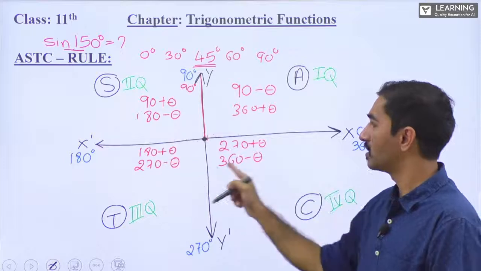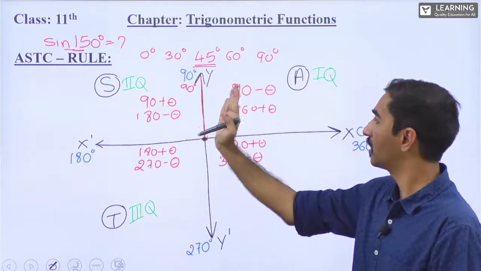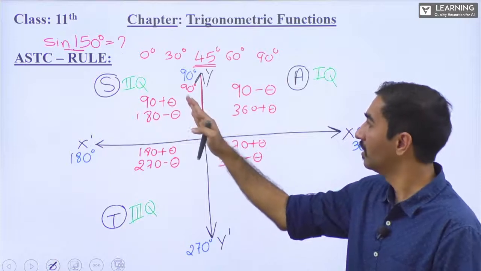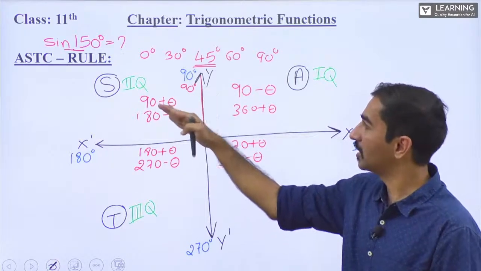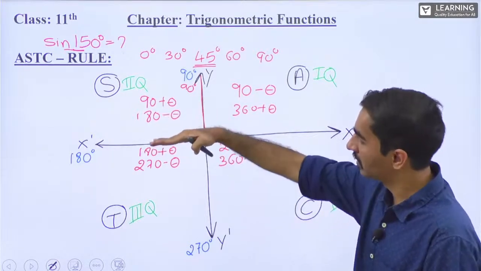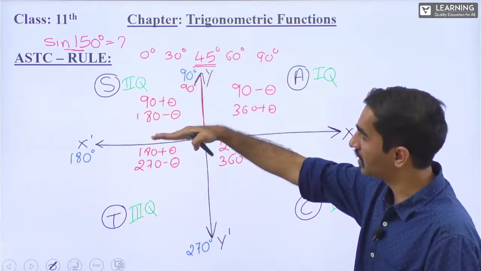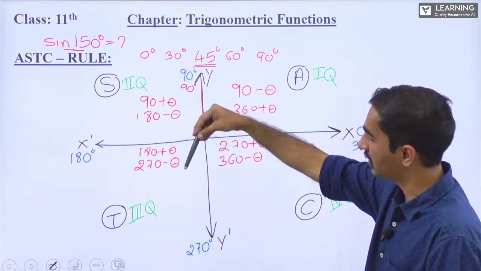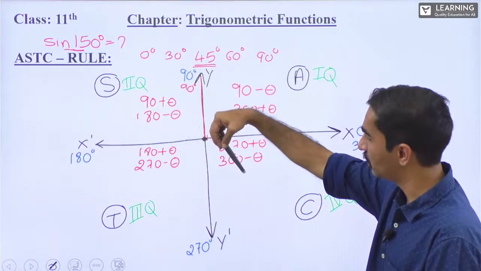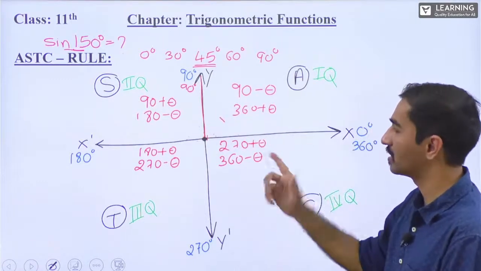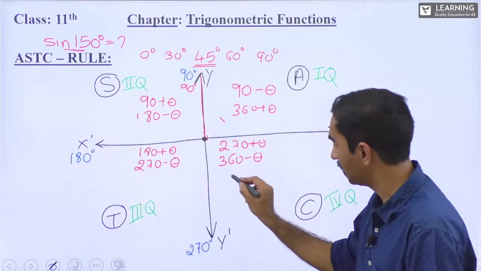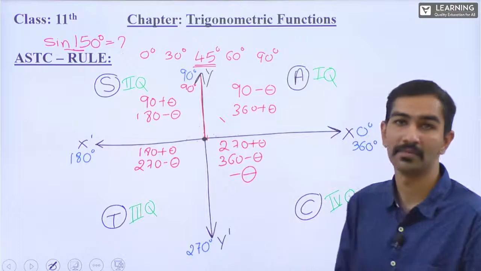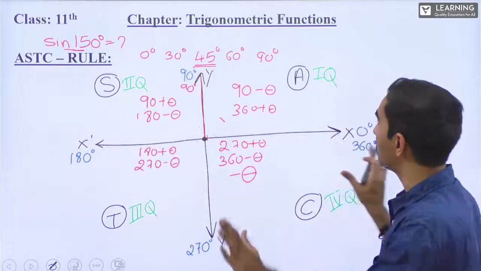Understanding how we are writing these numbers? For 90, to the left it is 90 minus theta, to the right it is 90 plus theta. Same thing: above 180 it is 180 minus theta, below 180 it is 180 plus theta. Again for 270, that side 270 minus theta, this side 270 plus theta. Same for 360 as well. But there is one special inclusion in the fourth quadrant, that is nothing but minus theta. So this completes our ASTC rule, students.